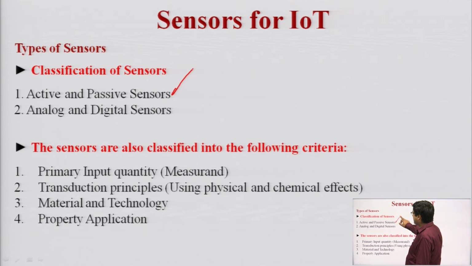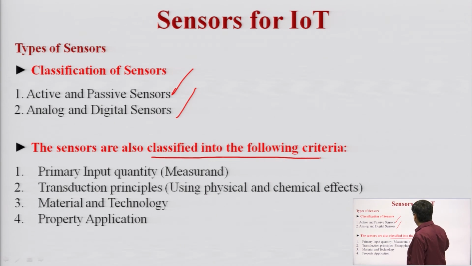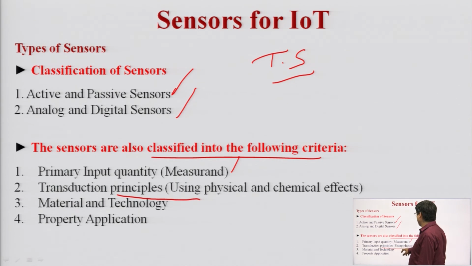First one is active and passive sensors, after that analog and digital sensors. After that, we can also classify sensors by the following criteria. First one is the primary input quantity, what quantity they are measuring. For example, a temperature sensor only detects temperature, it is not detecting pressure. Then the transduction principle, which is based upon physical and chemical effects.